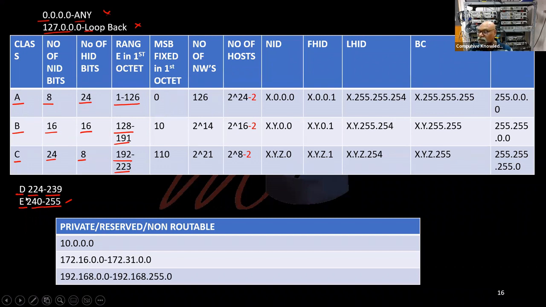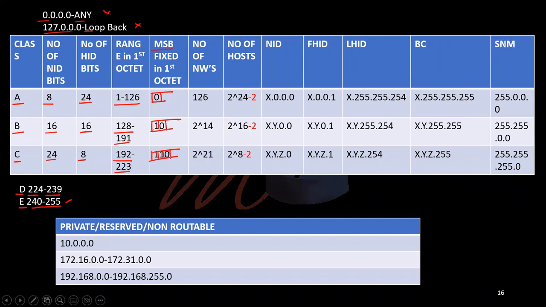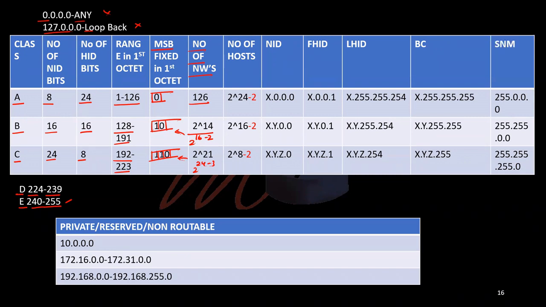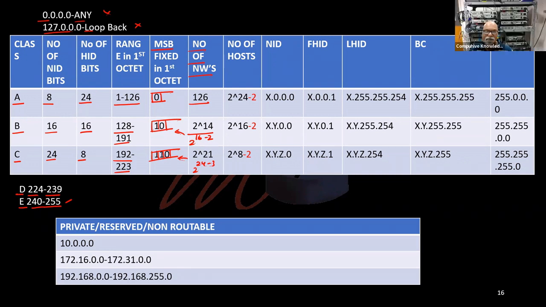So the leftmost significant bits are fixed in the first octet. To get 1 to 126, 0 is fixed here. 10 is fixed here. 110 is fixed here, correct? Now, number of networks: 126 networks here. This is 2 power 16 minus 2 because 2 bits are fixed. This is 2 power 24 minus 3 because 3 bits are fixed. Correct?